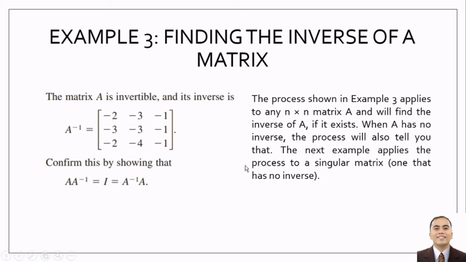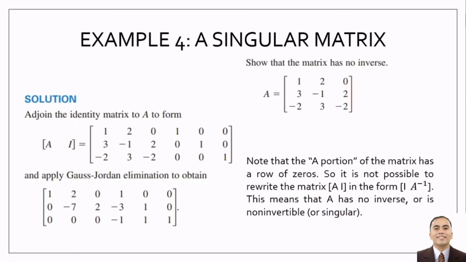However, before we proceed to the next example, remember that we can check if our inverse is correct by multiplying: A times the inverse of A is equal to I, and the inverse of A times A is equal to I. Now let's proceed to example number 4.